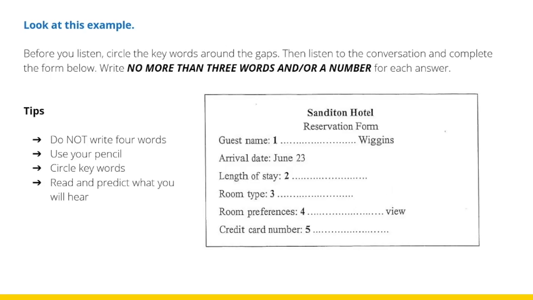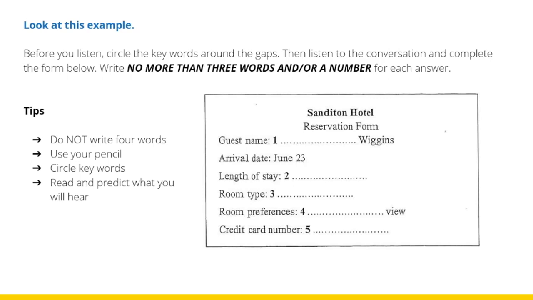And now we're going to review how to complete a table in the Section 1. Remember, before you listen, you need to circle the keywords around the gaps. And then you need to listen to the conversation and complete the form below. In the IELTS exam, you'll be asked to write no more than 3 words and or a number for each answer. So this is your task, to read carefully and identify how many words you are allowed to write down.